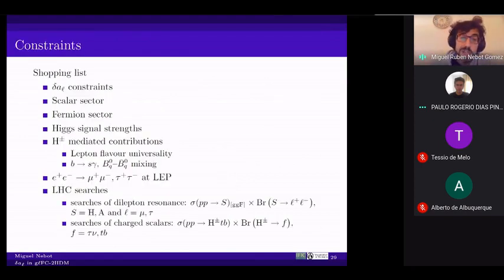And of course, you need your shopping list of relevant constraints. First, of course, you want to reproduce those anomalies, which is your first and main ingredient. And then you need to put some additional requirements. Constraints in the scalar sector, fermions, Higgs measurements, other low energy constraints, something coming from LEP, and also from some LHC searches. So let me just flash for a moment some details about this.